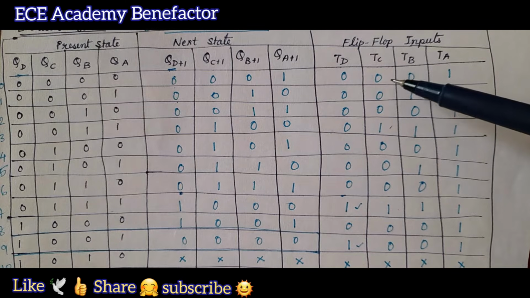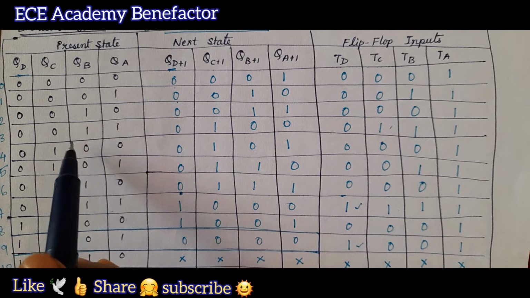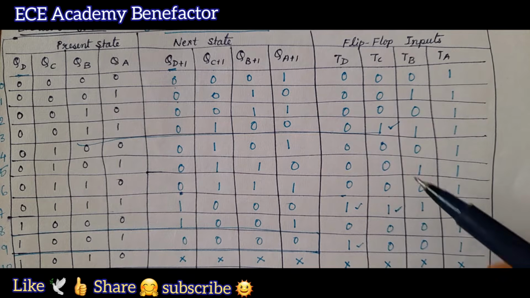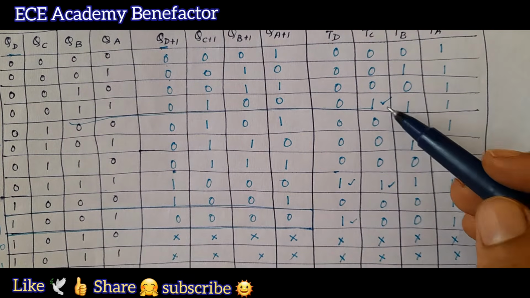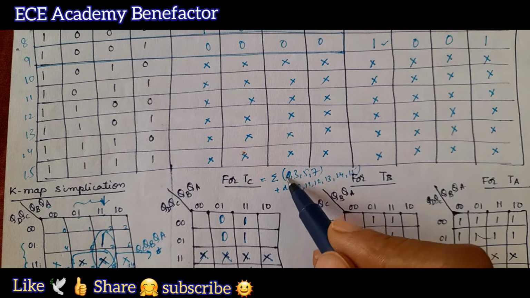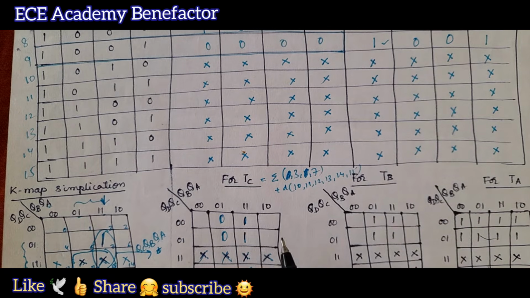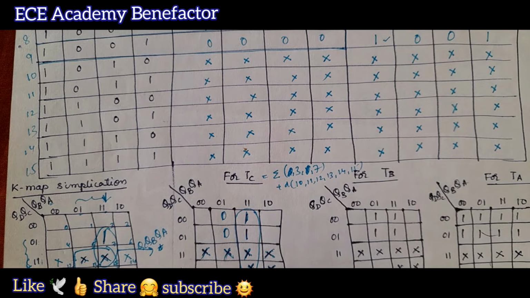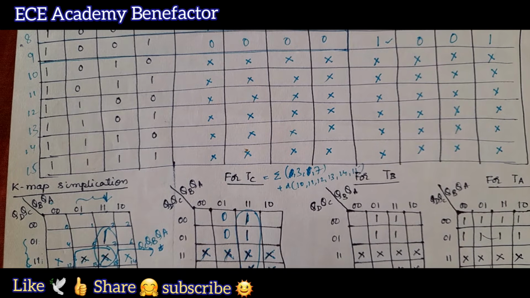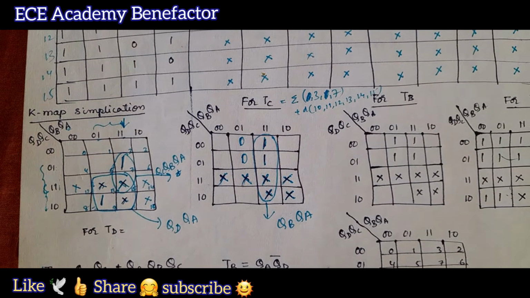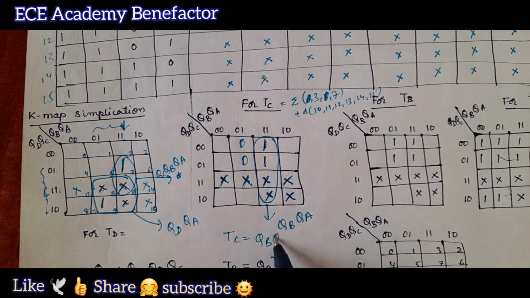Now let us see this TC column. It is 1 here, this is 3, and is 1 at 7. So TC is 1 only at two places, that is at 3 and 7, and from 10 to 15 they are don't care. Okay, so TC is 1 at 3 and 7, and 10, 11, 12, 13, 14, 15 are don't care. So we can make one quad here. The name of this quad is QB, QA. So TC is coming to be QB, QA.